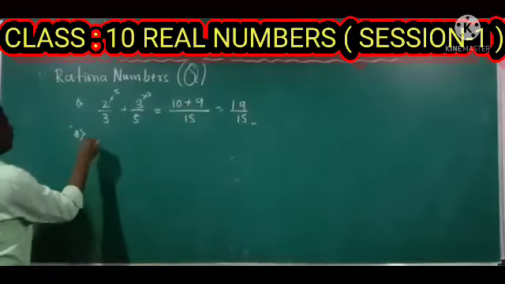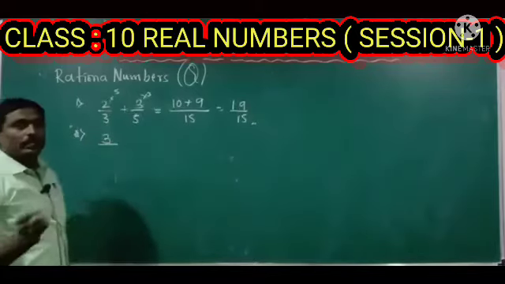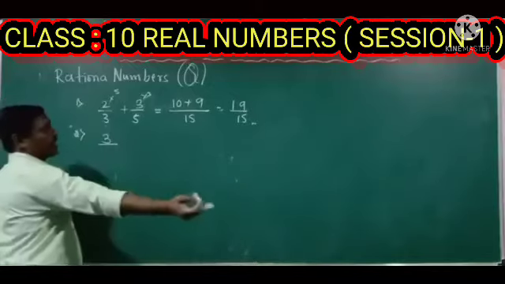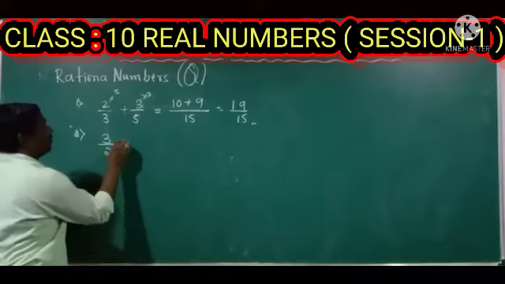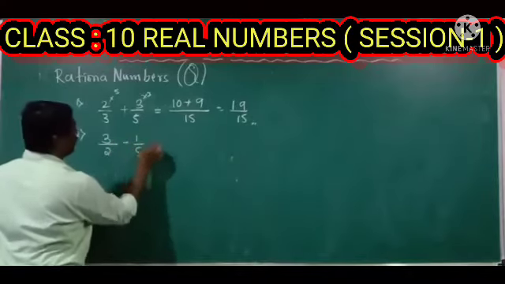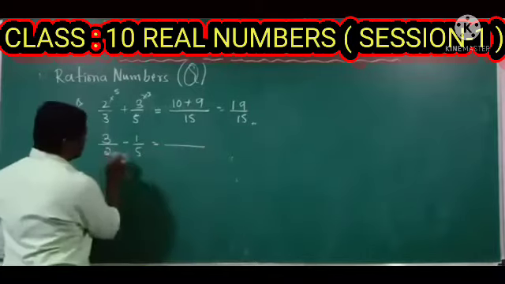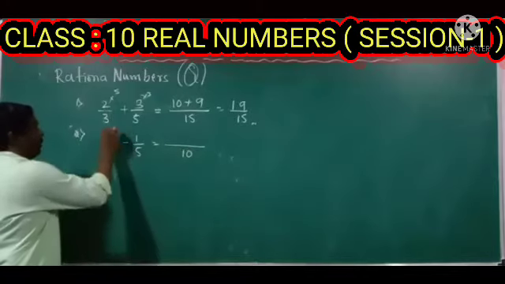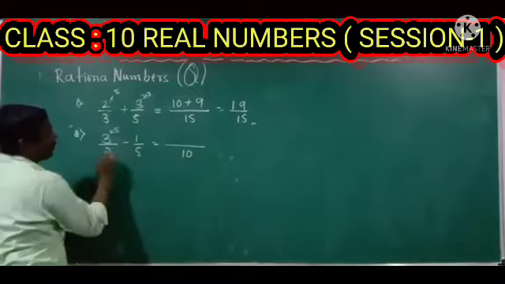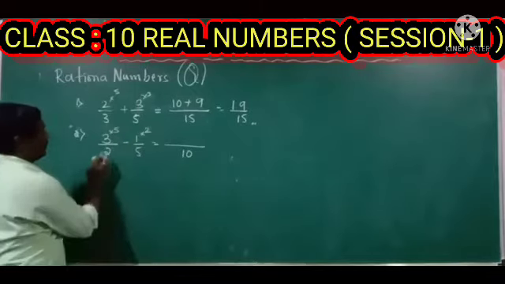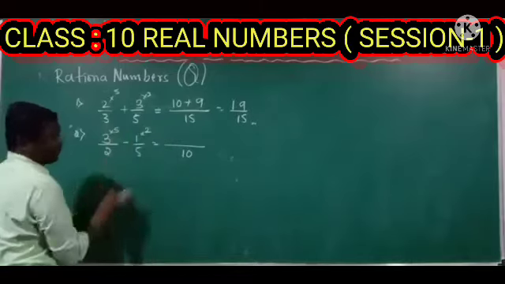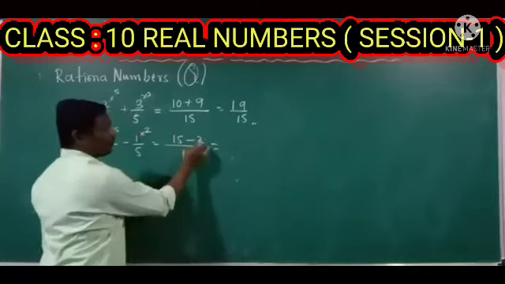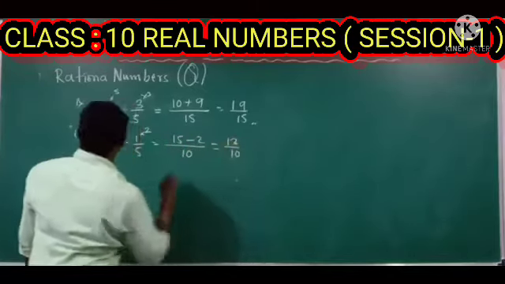Second one, when we subtract two rational numbers, we get a rational number only. For example, 3 by 2 minus 1 by 5. The denominators are different, so just take the LCM of these two. The LCM is 10. Now what do you have to multiply? Here 5 and here 2. 3 5s are 15, minus 1 2 is 2. So 15 minus 2 is 13 by 10.